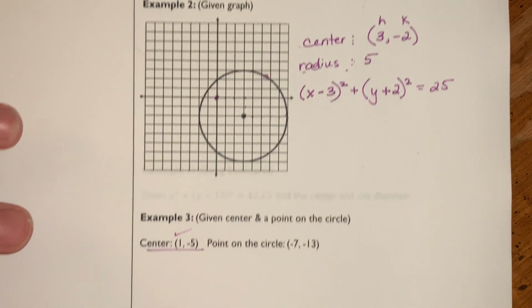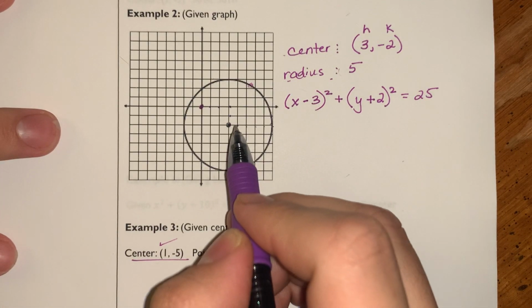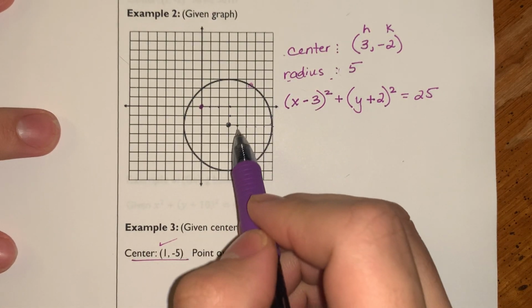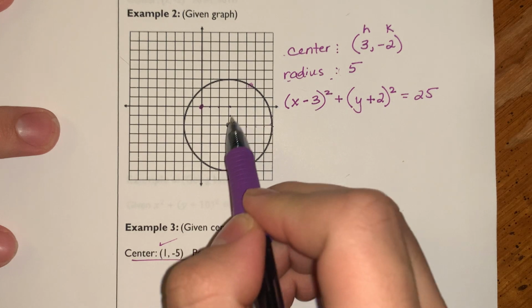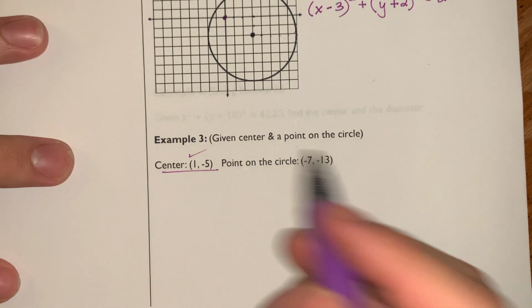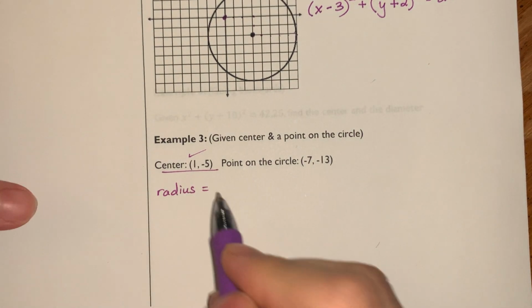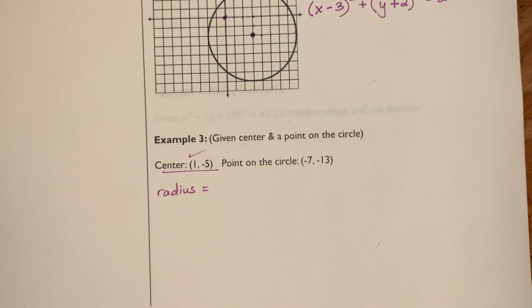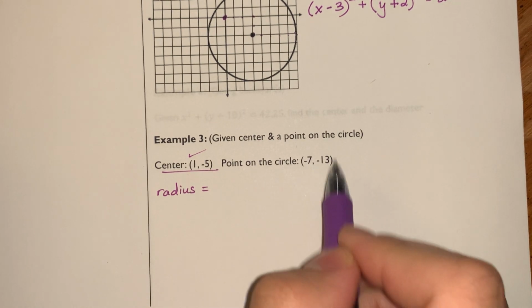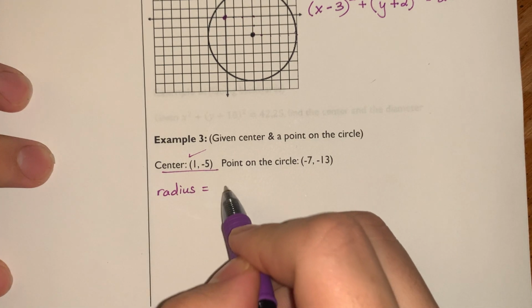So what we would do here, like I said before, to find the radius of the circle, it really is just the distance between the center and any point on the circle. So if we want to know what the radius is for this example, I'm just going to do radius. That's going to be equal to the distance between the center and this specific point on the circle. So hopefully we go back to our distance formula.